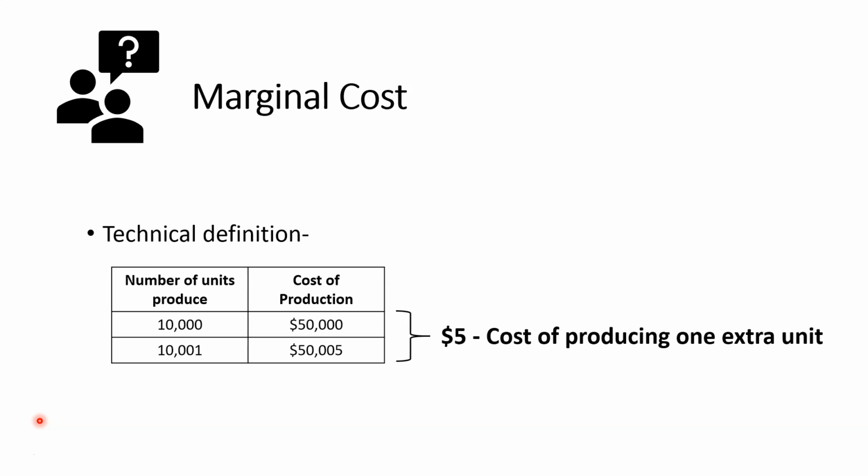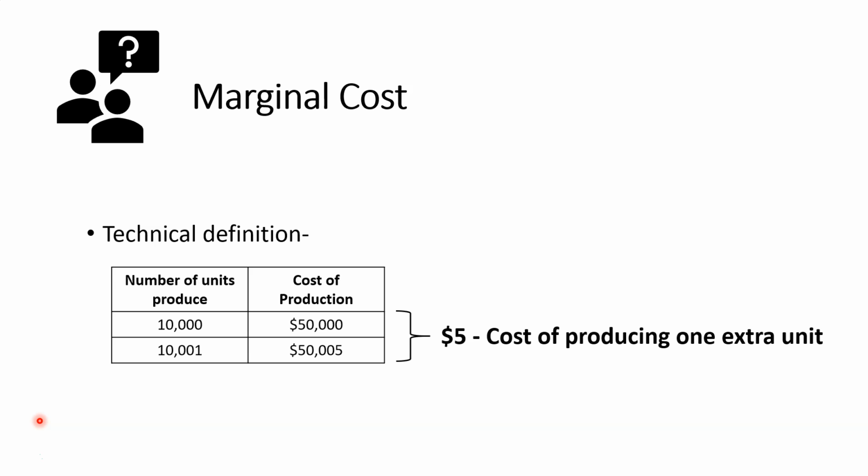So if we look at the example, for 10,000 units, your cost of production is $50,000, and for 10,001 units, your cost of production is $50,005. So that $5 is the cost of producing one extra unit, and that is known as a marginal cost.